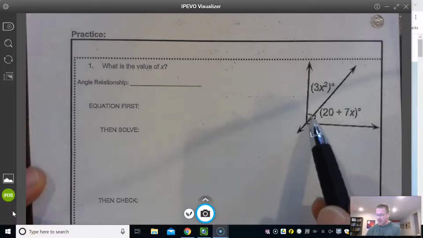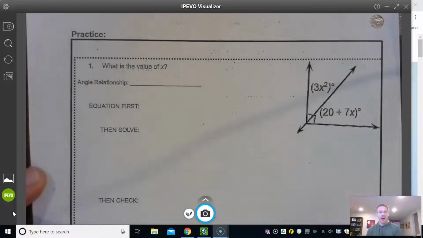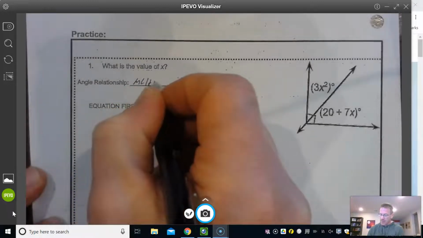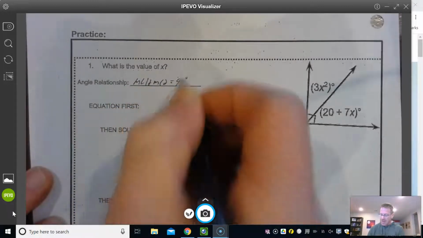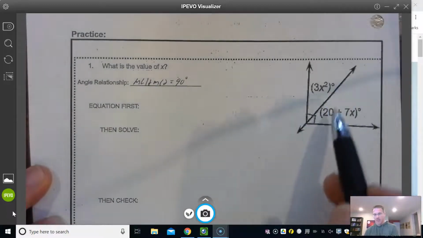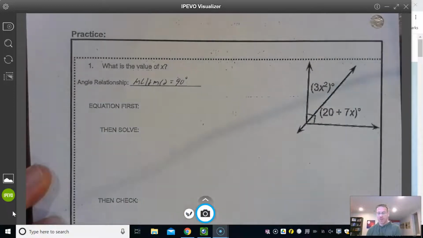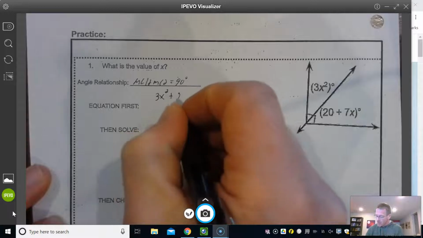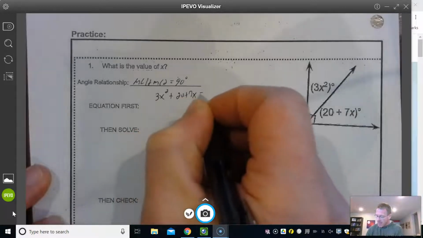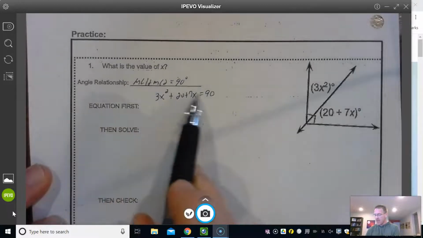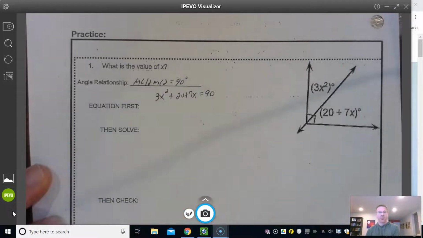We have this marking here, which means we have complementary angles. So we know that the measure of angle 1 plus the measure of angle 2 has to equal 90 degrees. Now we have to take this information and translate it into an equation. So what that means is 3x squared plus 20 plus 7x has to equal 90. That's the relationship, and that's the equation we can create from our diagram here.